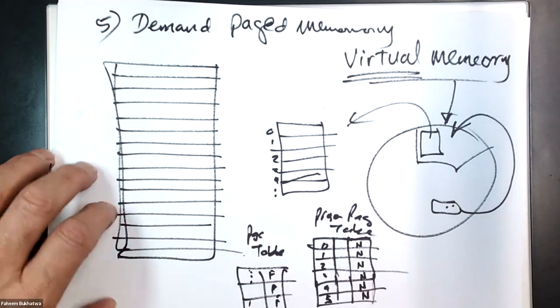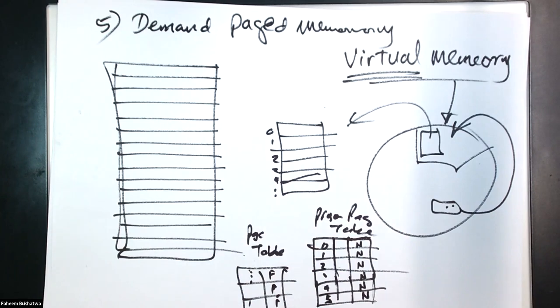And the memory manager now decides how many page frames it's going to allocate to this program. Will I give you 3? Will I give you 4? This depends on what the administrator will decide.